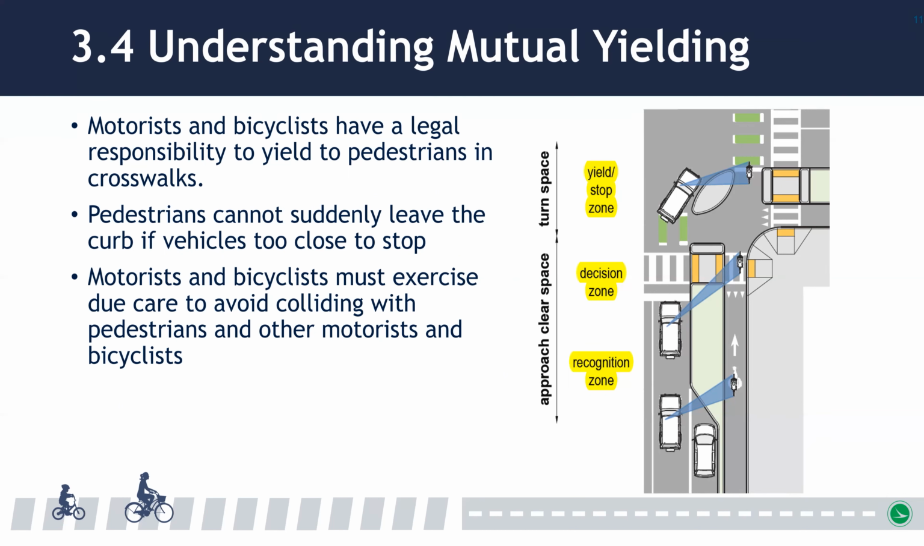But these principles also hold true at shared use path crossings where pedestrians have the right of way, but can't exercise that right if a motorist is too close to stop. The effectiveness of mutual yielding is dependent on the ability of each user to see and react to each other, which relies upon providing clear sight lines between the relevant users, the use of appropriate traffic controls to communicate the right of way, and sufficient lighting for everyone to see each other.